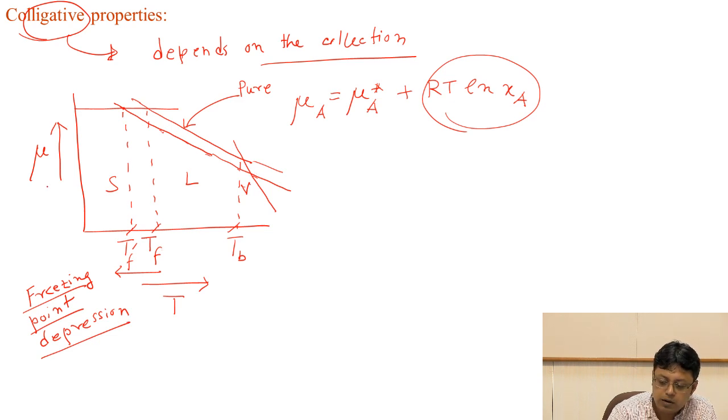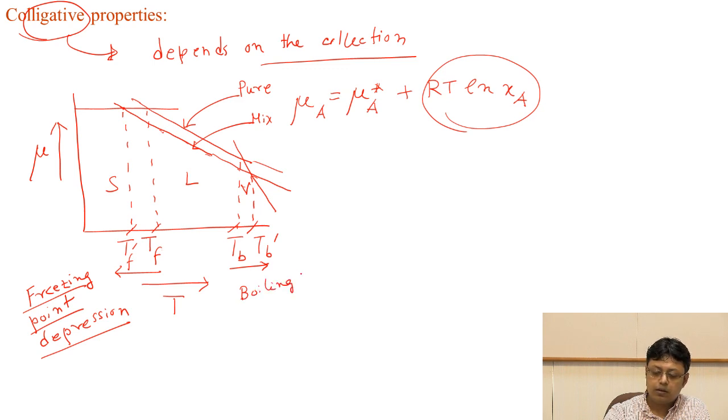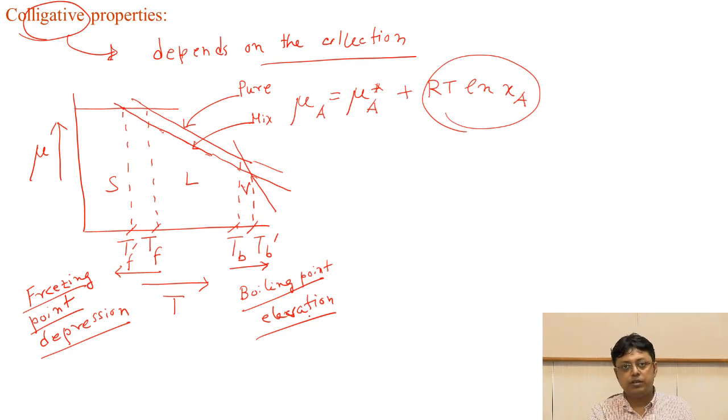Similarly, if you follow these two curves, this is for the mixture, remember, and this is for the pure form, and now they cross here with the vapor curve. So the boiling point, unlike the freezing point, is enhanced or increases; it is elevated. So we call it boiling point elevation. It is just the opposite of depression in the freezing point.